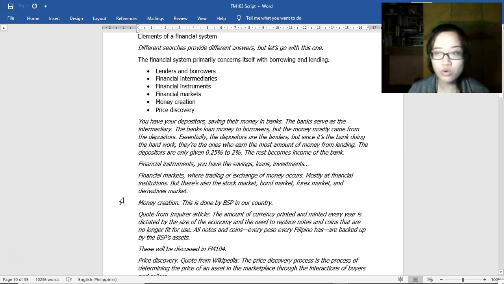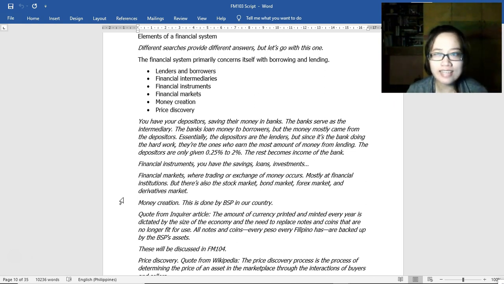So I have here a quote from an Inquirer article. The amount of currency printed and minted every year is dictated by the size of the economy and the need to replace notes and coins that are no longer fit for use. So all notes and coins, every peso every Filipino has, are backed up by the BSP's assets. Okay, so there are people who are asking, the BSP is the printer of money here in the country. They print the notes and they mint the coins.